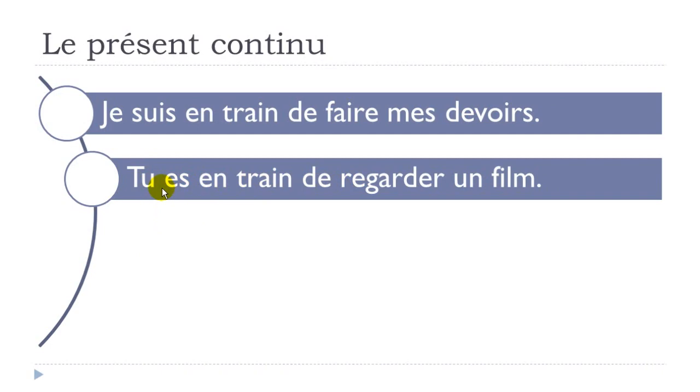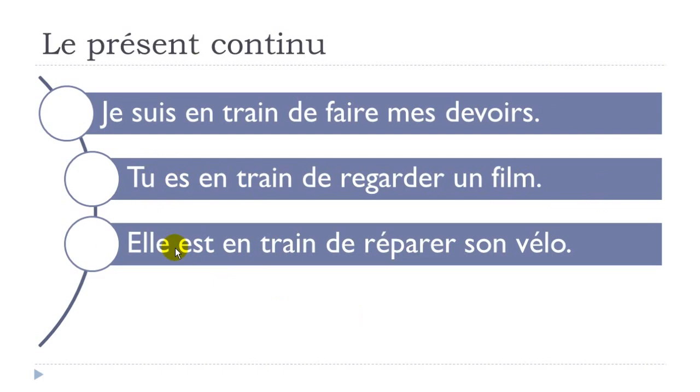Okay, so you need to conjugate it. And then, elle est en train de réparer, so to repair, son vélo, her bike. Elle est en train de réparer son vélo. Alright, so same thing, it's continuing, it's taking place at the time when you are talking.